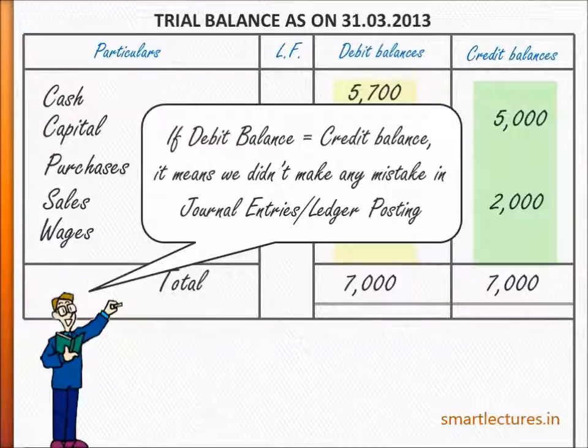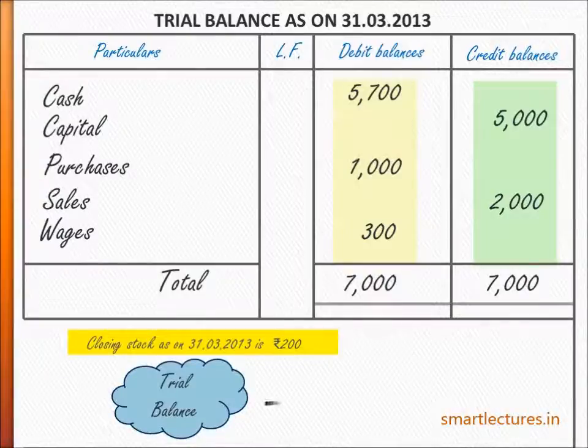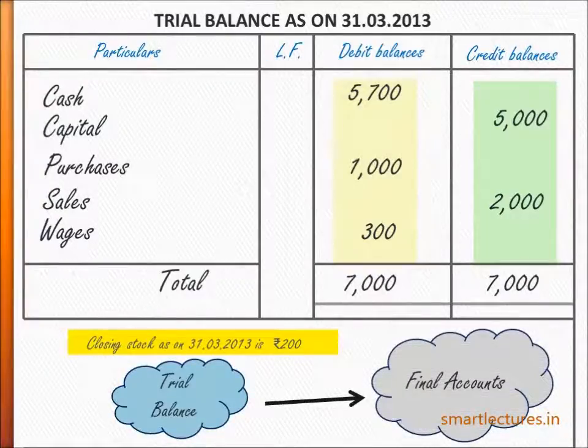So what will happen to closing stock? Closing stock will be written at the footnotes of the trial balance. That will be closing stock as on 31st March 2013, rupees 200. And on the basis of this trial balance, final accounts will be prepared, but final accounts I will teach you in the upcoming segments.